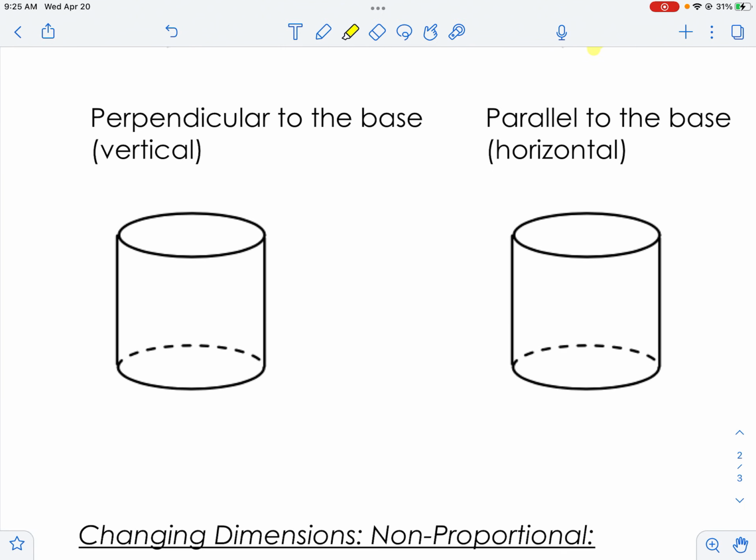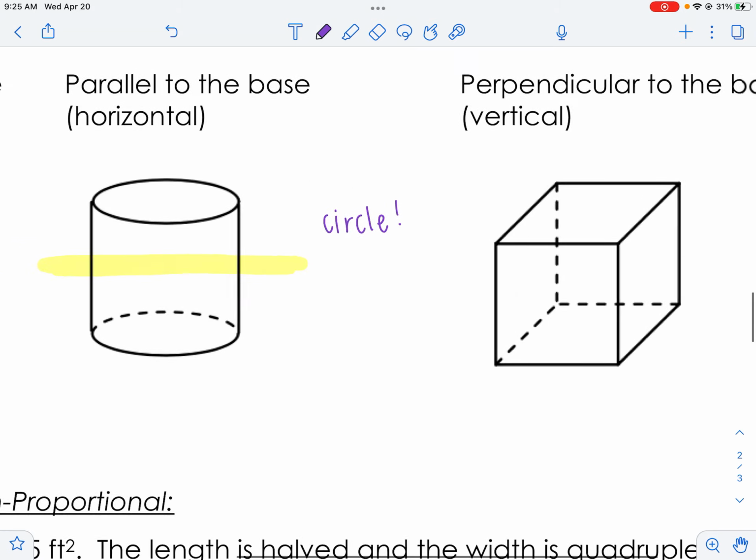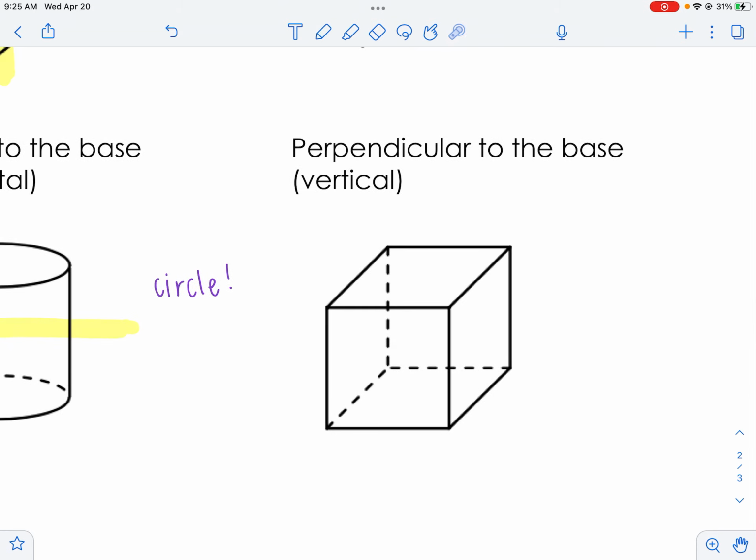So we have a cylinder right here. If we go vertical, so perpendicular to the base, I'm going to give you a second to think about it. Think of like Lysol wipes. If we sliced it down the middle, what 2D shape would you have there? That would be a rectangle. And then if we went horizontal, that would be a circle. Hopefully you're starting to pick up on some patterns here.